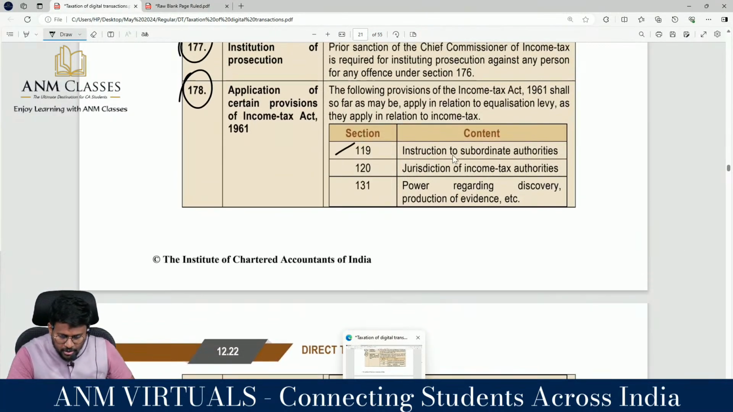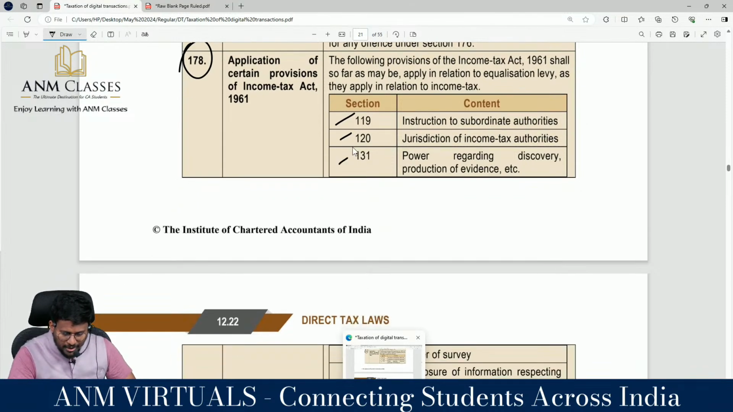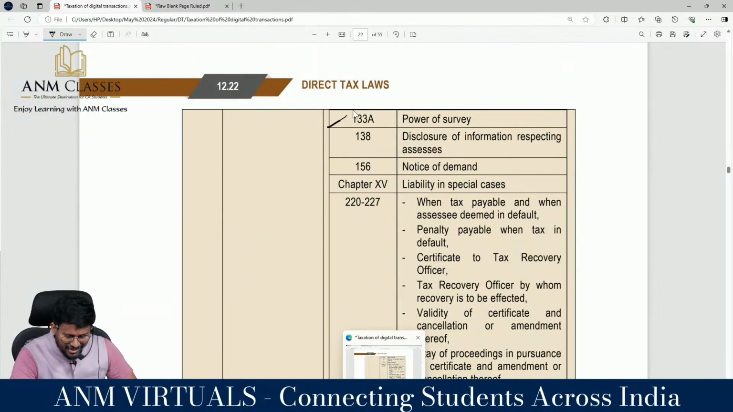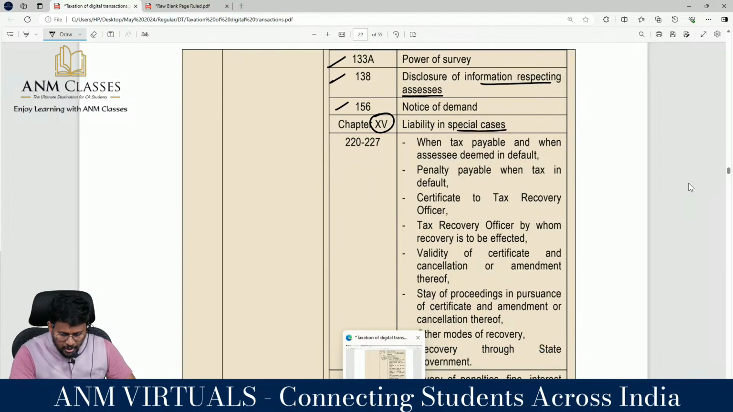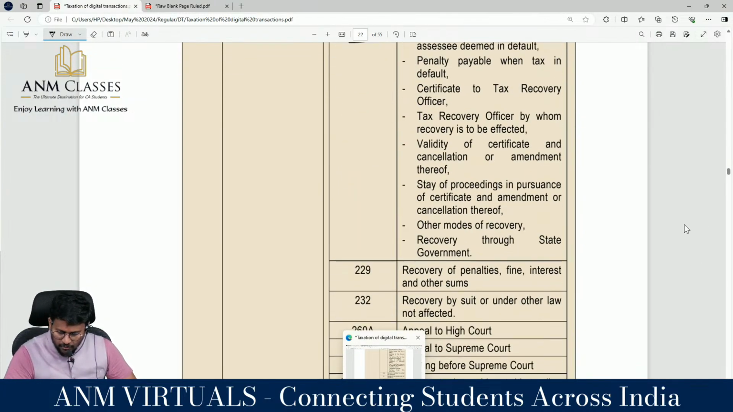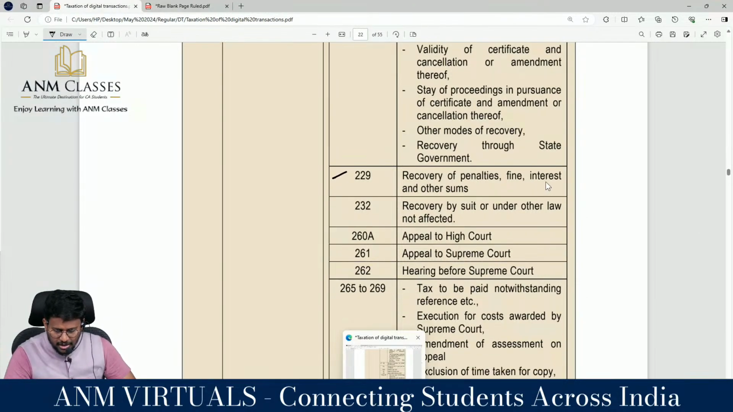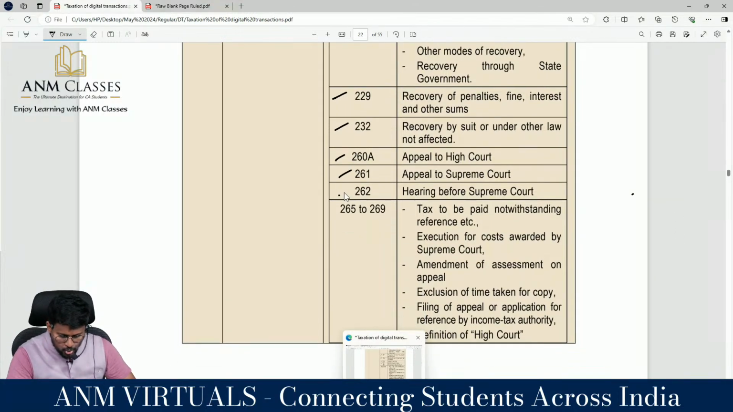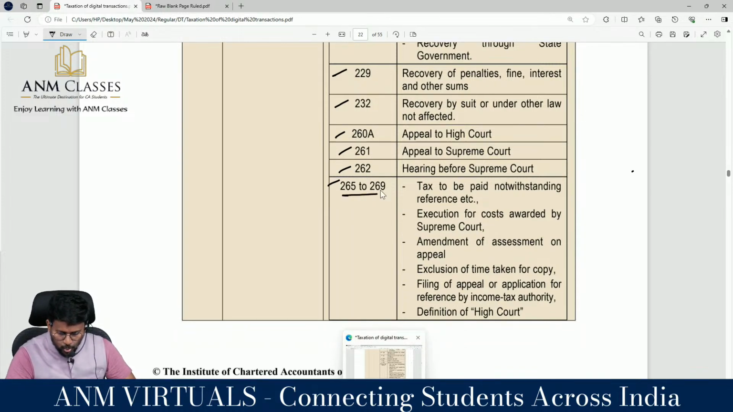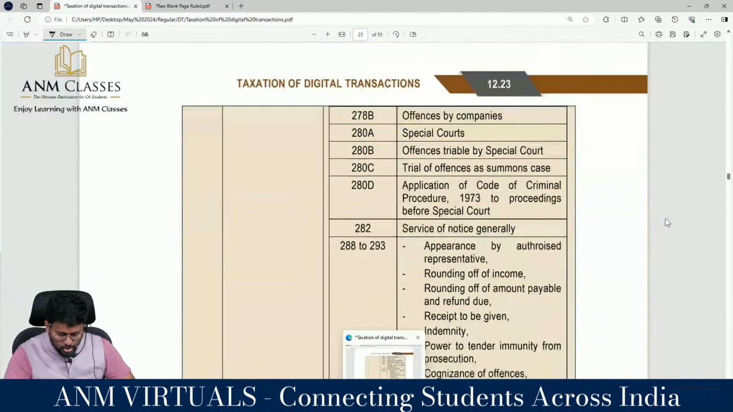Application of certain provisions of the Act, Income Tax Act. 119 instruction to what body? 120, 131 summons, 133A, 138 disclosure of information, 156, chapter 15 liability in any cases, 220 to 227 everything will be applicable. 229 recovery of penalty, fine, interest and other sum. 232 recovery by suit or other law not affected. 260A, 261, 262, 265 to 269 tax to be paid notwithstanding reference to all those.